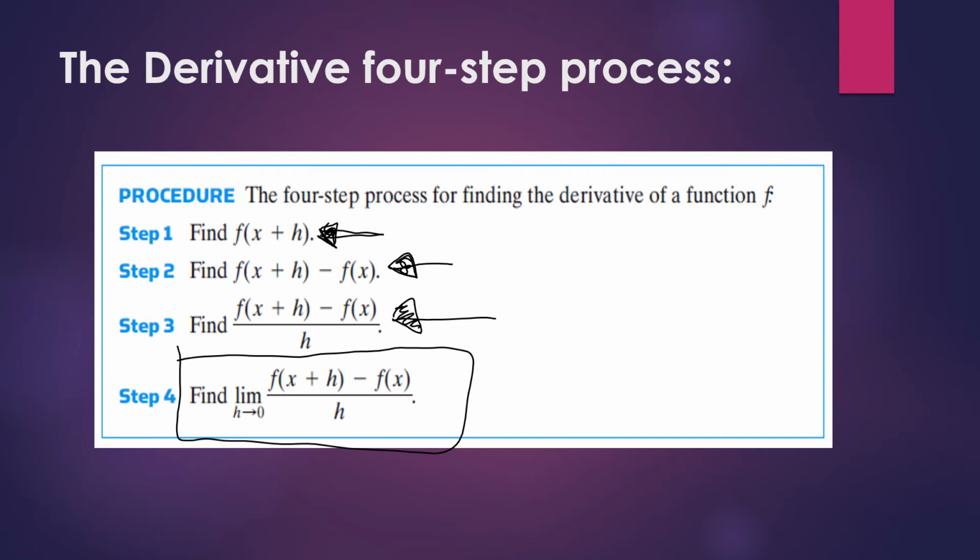So if you hear someone say use the 4-step process, this is what they're talking about. If you hear someone say take a derivative using the definition of a derivative, this is also what they're talking about. I hope that makes some clarification. Depending on which textbook you're looking at or which professor you have, they can be called either or.